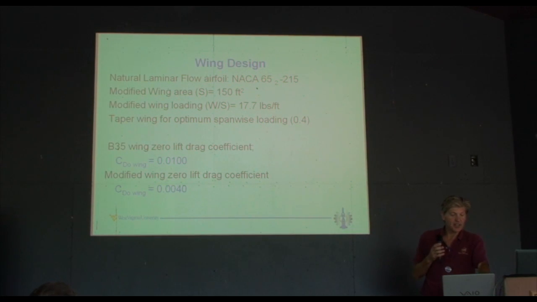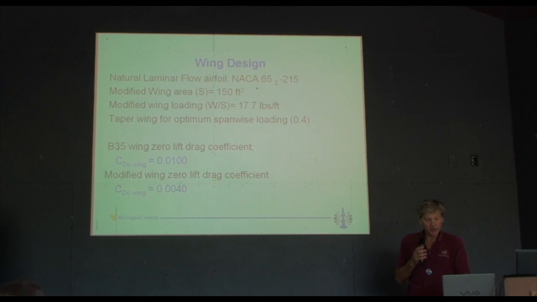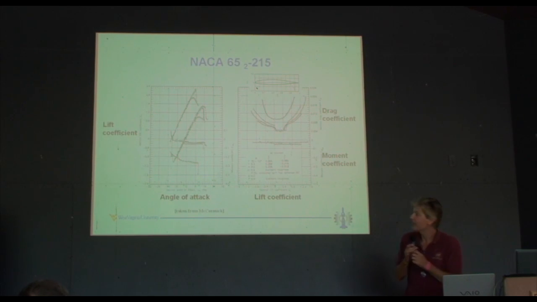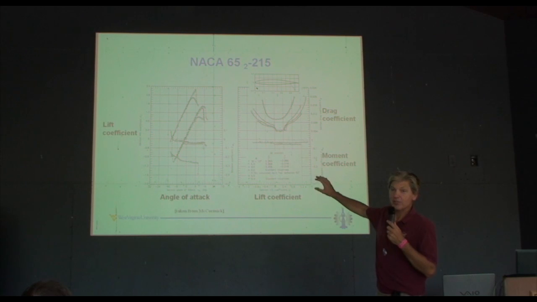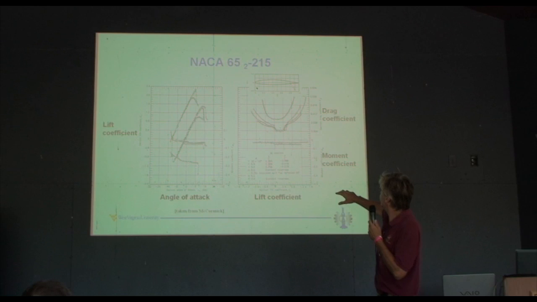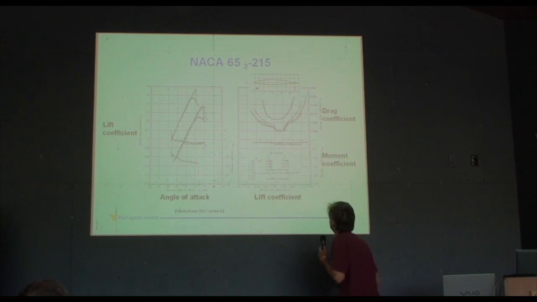Here are some numbers. It's hard to get a natural laminar flow airfoil to work really well all the time, but the zero lift drag coefficient for a 23 series airfoil that's dirty is 0.100, and a clean laminar flow wing is 0.400. So this is readily available data on that airfoil, and this is a lot of what we look at here, the drag data.